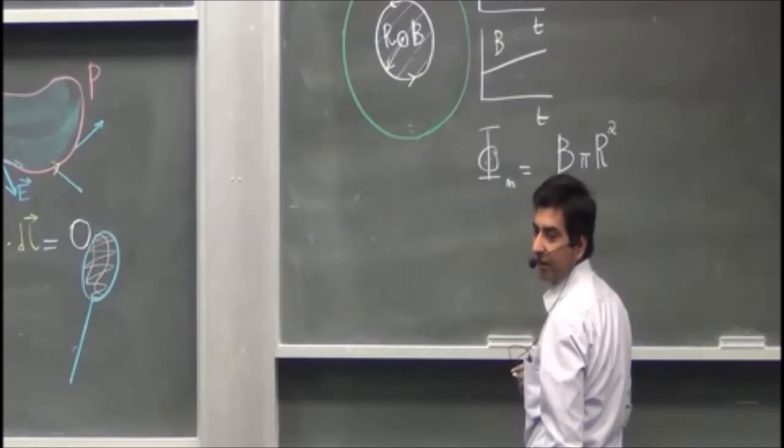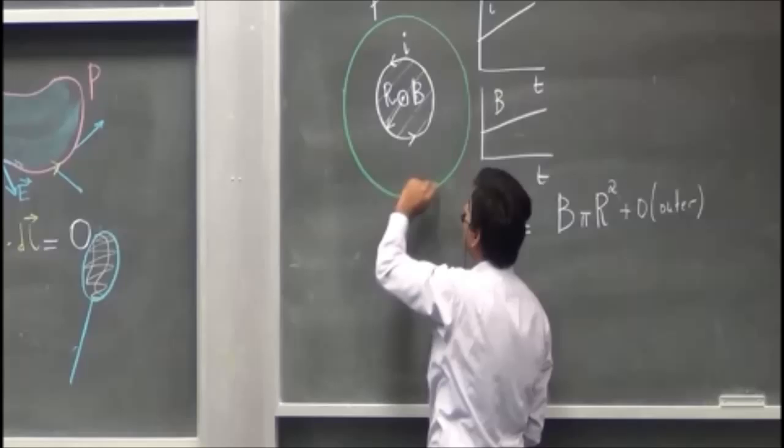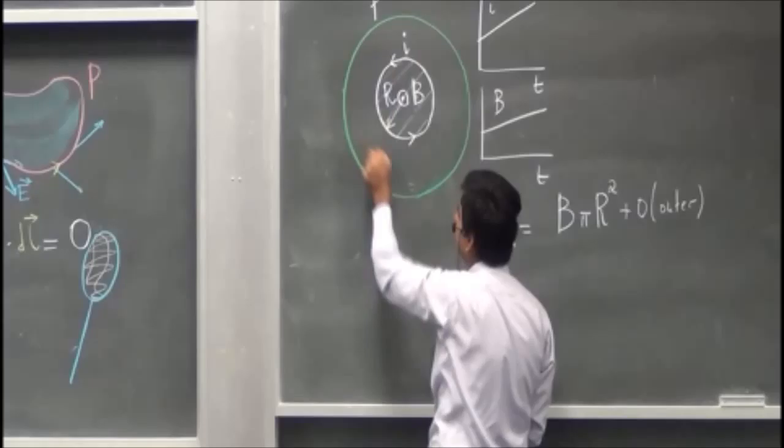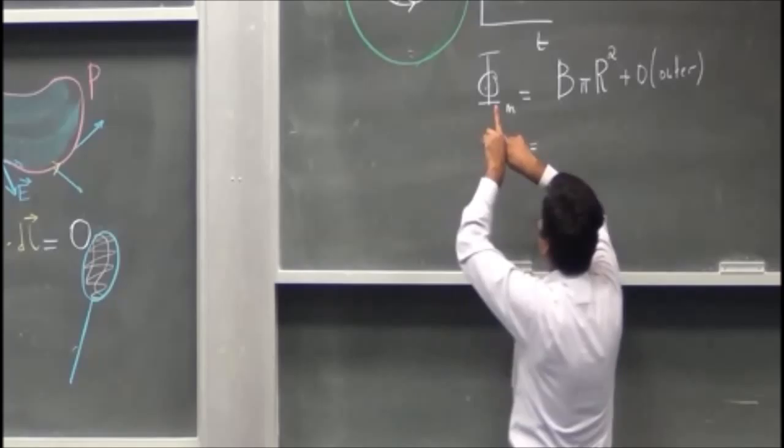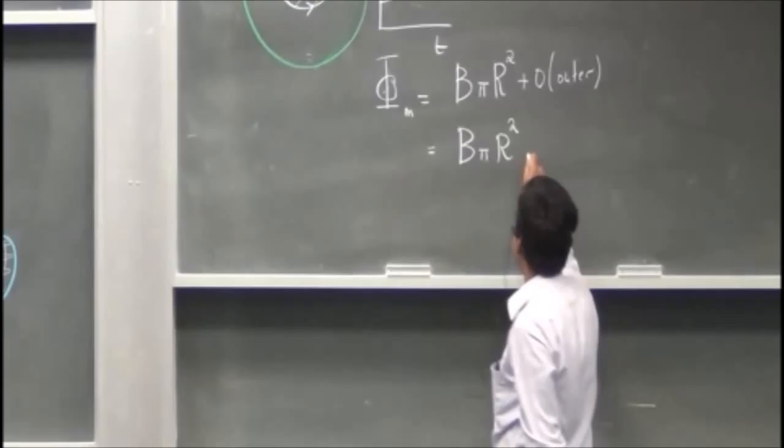What is the flux? What is phi m? It's B pi R square, plus zero outer. What does this mean? There's only magnetic field inside the region of the solenoid and there's zero magnetic field outside. So really you have to take into account the magnetic field that's anywhere inside this path, but there is no magnetic field in this region. So you just take a zero here. So what you're left with is that the flux through the area on whose boundary lies the path is simply B pi R square.